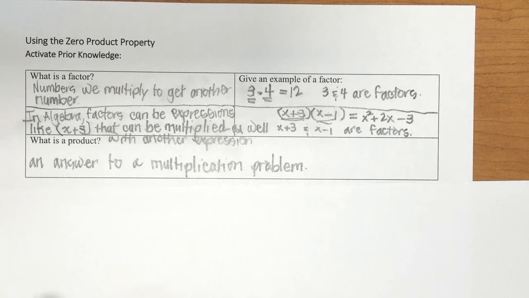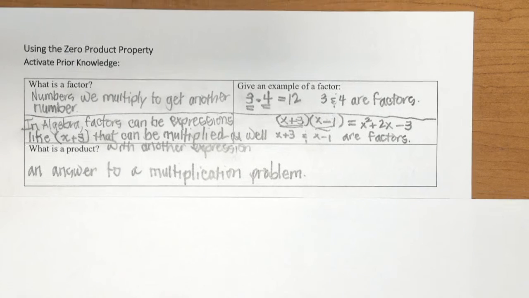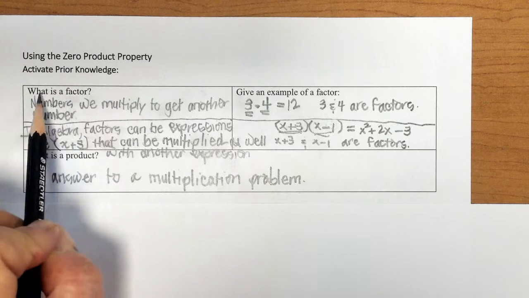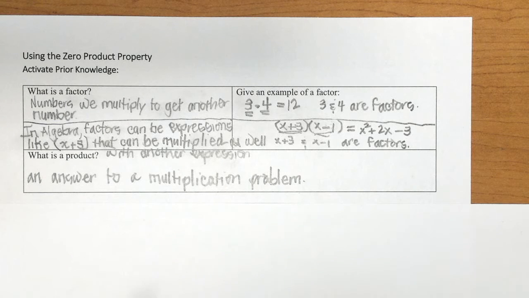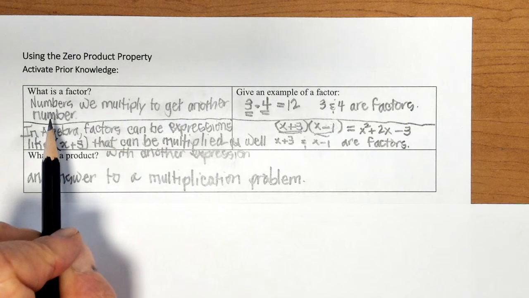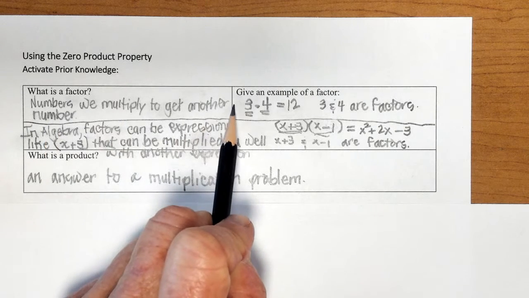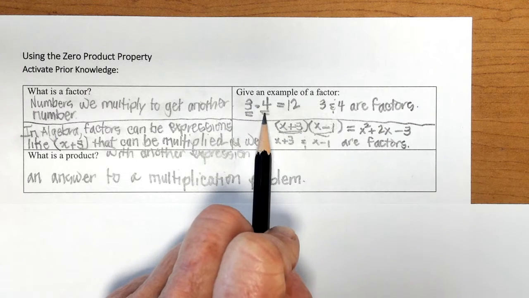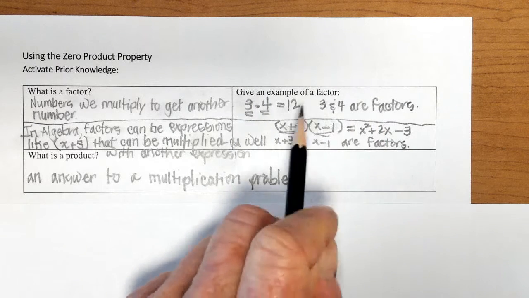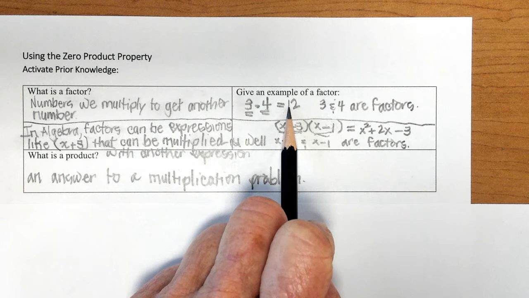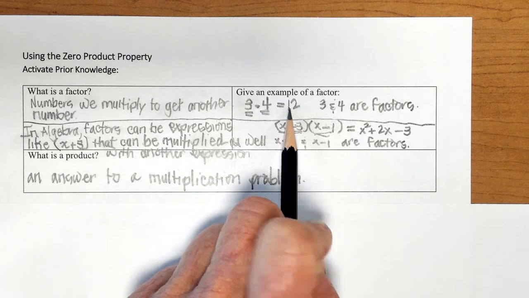Well, in order to be able to do that, there's some background knowledge that I need to activate that you learned way back in middle school and even in elementary school. So the very first box says, what is a factor? And we know a factor to be numbers that we multiply together to get another number. So here's an example of a factor. 3 times 4 equals 12. 3 and 4 are both factors because we multiply them together to get another number, and that number is 12.